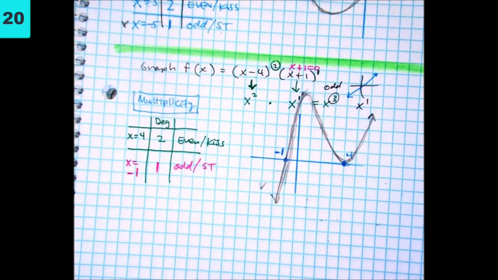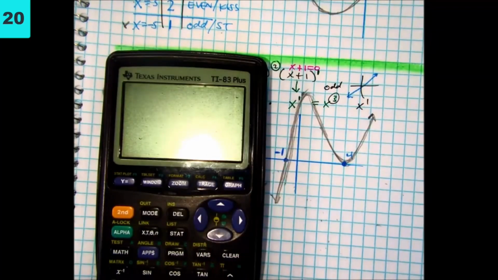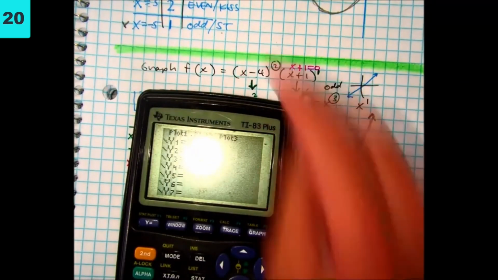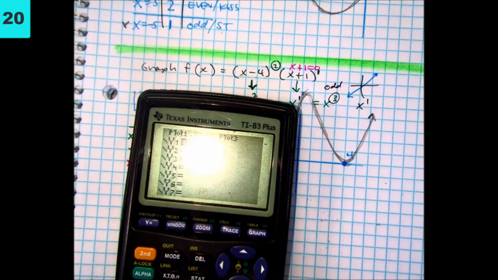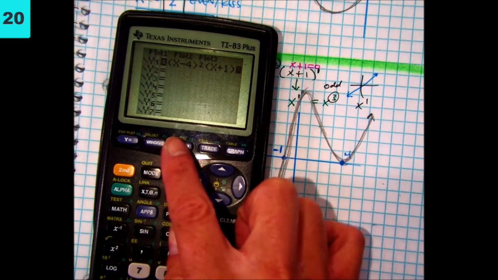So my graph's going to look something like that. Take out your calculators. Let's go ahead and look at our calculator and see what this looks like. Make sure to use your parentheses. X minus 4 squared, times quantity x plus 1. Then I'm going to press zoom 6.